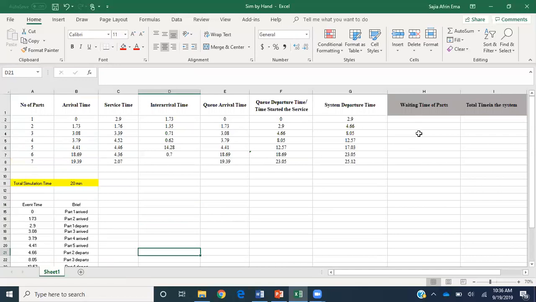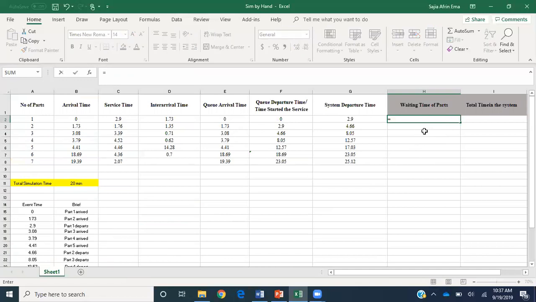Let me go back over here. So one more useful thing is, based on these values, we can find the total waiting time of individual parts in the queue. How can we get that? The time it left the queue minus the time it joined the queue. So let's do it for part 2. Part 2 left the queue, joined the service at 2.9 minutes. When did it start queuing up? It joined the queue at 1.73 minutes.